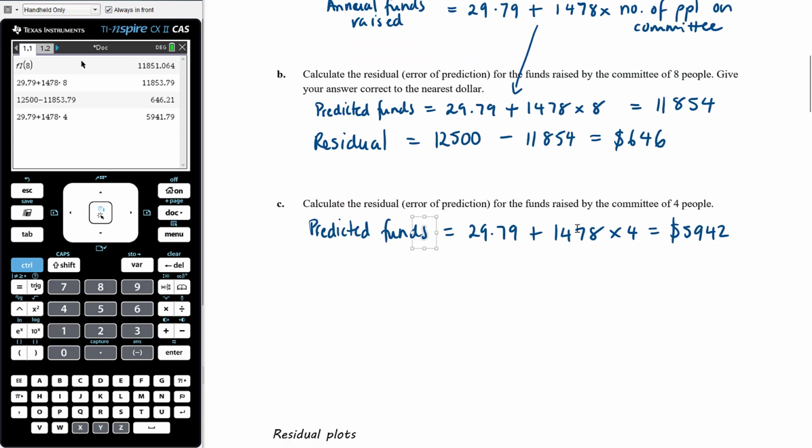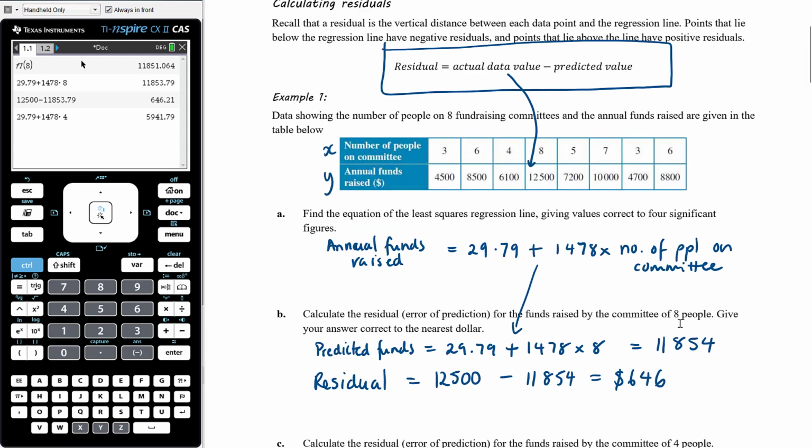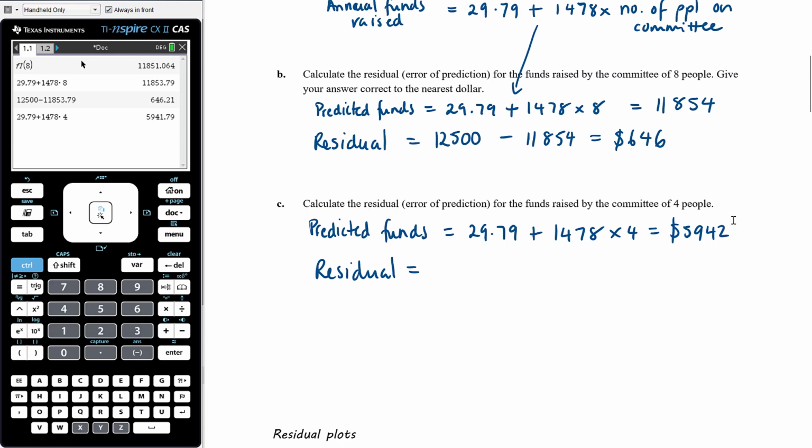And so then the residual is going to be the actual, which we should be able to get from the table. So a committee of 4 people, there it is there, raised $6,100. So $6,100 minus the predicted value, 5,942, is $158. So again, another positive residual. In this case, the line of best fit is making an under prediction, so the residual is a positive value.